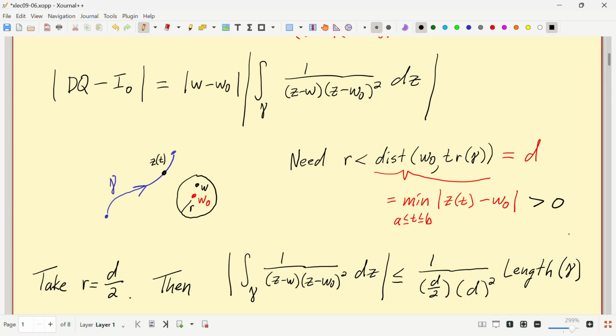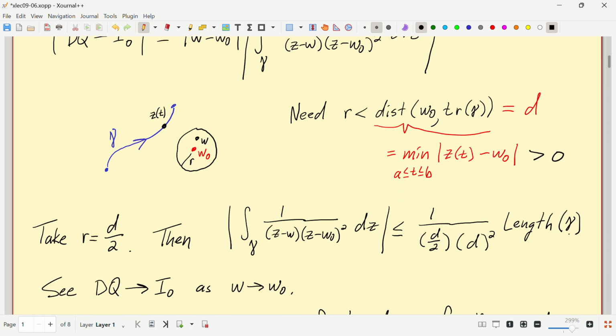Then when you estimate that, you'd have denominator estimates. Those are greater than or equal to. So when I do the basic estimate, I get that that's less than or equal to 1 over d over 2, that's the distance from w, which is bigger than or equal to that, times the distance squared from w naught, times the length of gamma. So, and that's the bound I need. Okay, that's how you do that kind of problem.